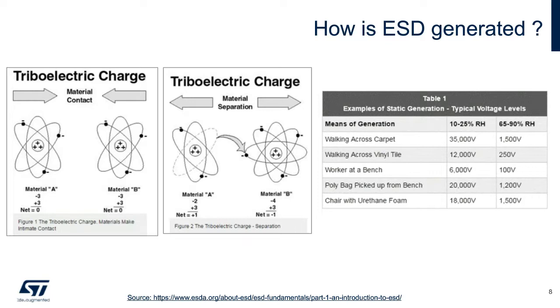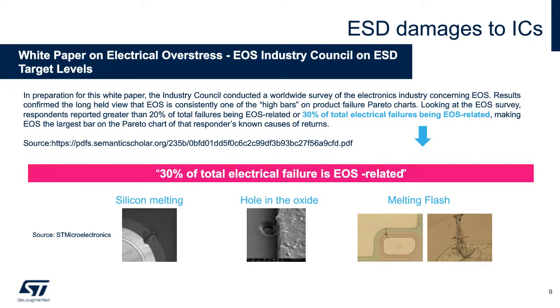Here are some examples of voltage levels. For instance, walking across a carpet is the worst case, generating up to 35 kilovolts. Discharging that amount into an integrated circuit is not without risk. Electrostatic discharge will cause potential failure on the integrated circuits of your PCB. These failures are called electrical overstress, or EOS, resulting in silicon melting, oxide punch-through, junction damage, metallization damage, or degradation, affecting the long-term reliability of your electronic system.